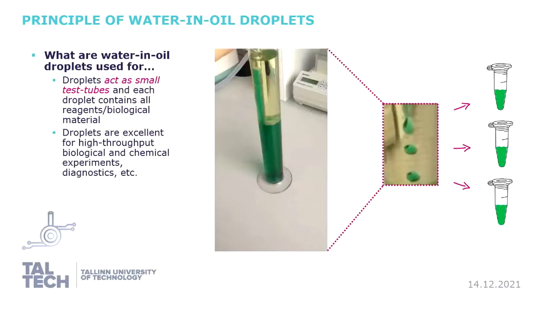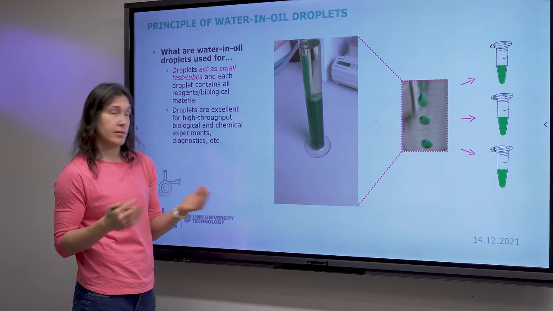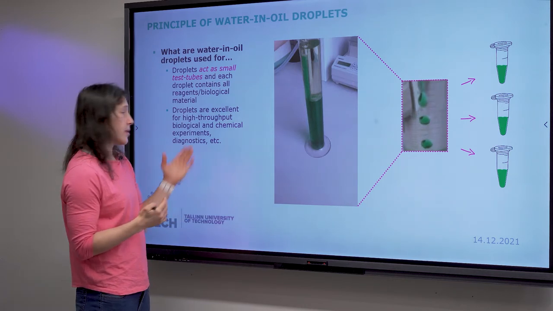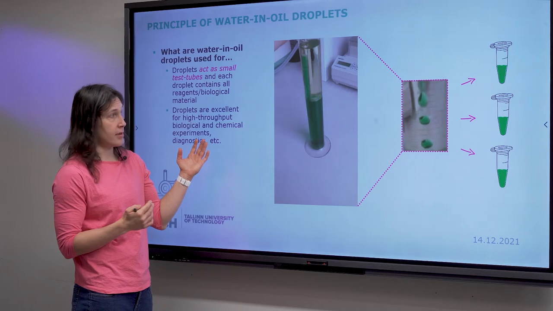What are they actually used for? Well, they can act as small kind of test tubes. So basically, each droplet contains whatever you need, whether that's some kind of reagent or some kind of biological material. And this means that the droplets are actually excellent for high throughput, both biological or chemical experiments or even diagnostics.